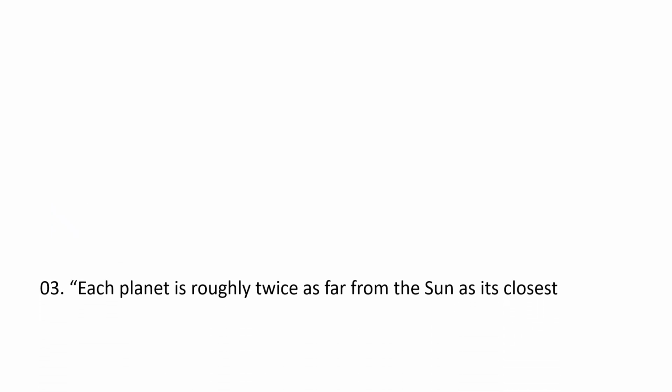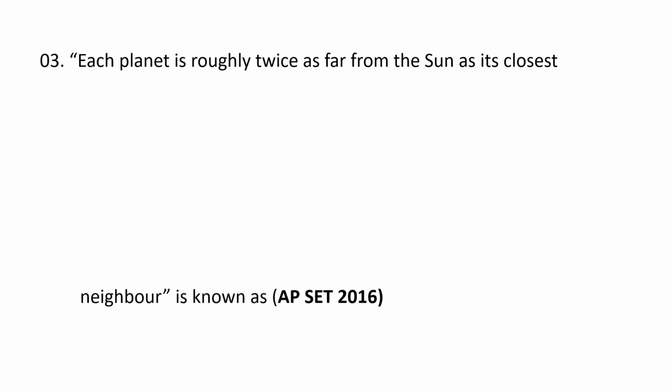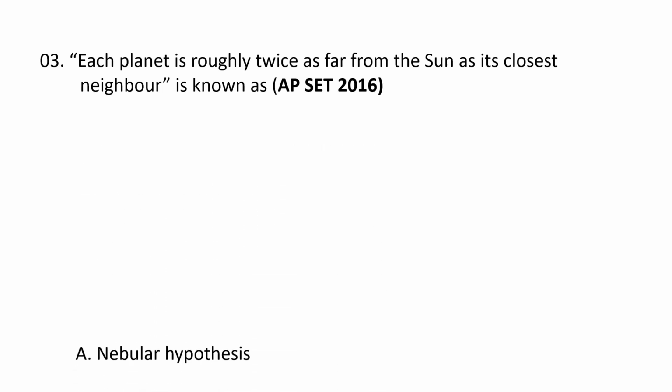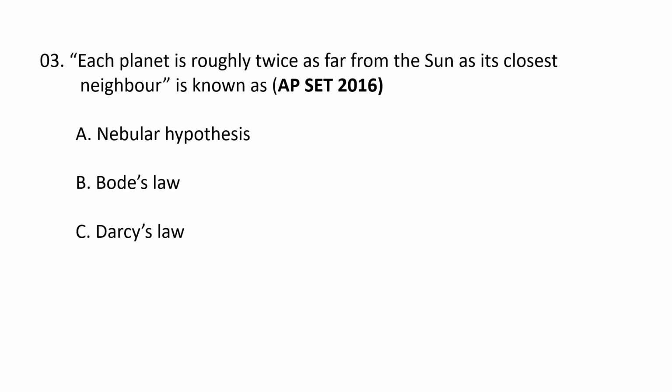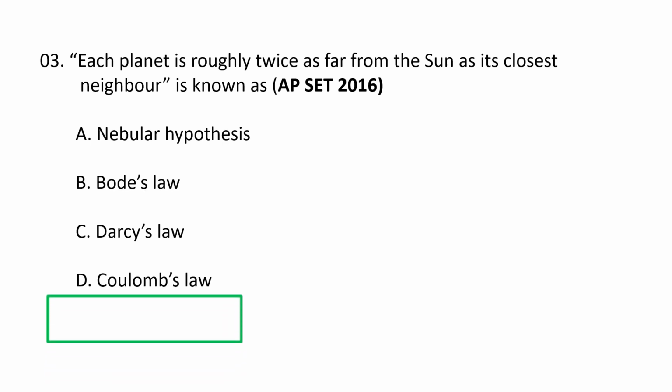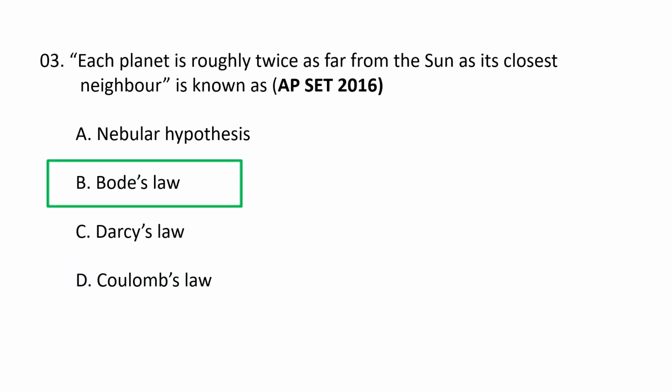Next question. Each planet is roughly twice as far from the Sun as its closest neighbor. This is known as A. Nebular hypothesis, B. Bode's law, C. Darcy's law, D. Coulomb's law. The correct option goes as B. Bode's law. The statement that each planet is roughly twice as far from the Sun as its closest neighbor is known as Bode's law.